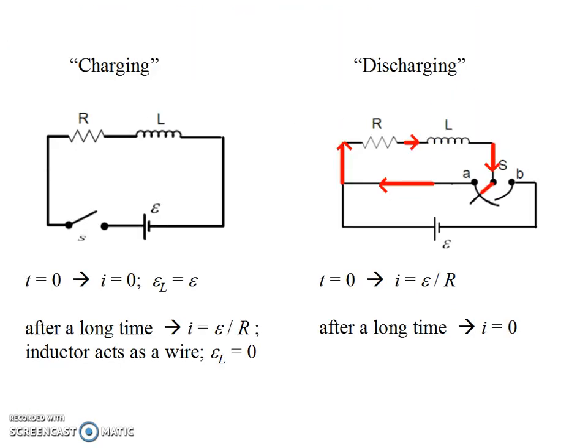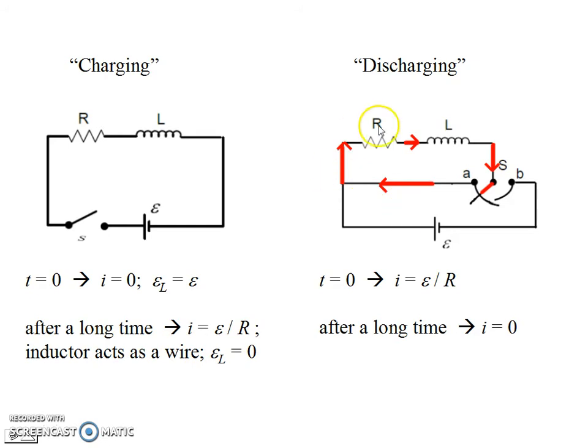All right, let's summarize the quote-unquote charging phase and the quote-unquote discharge phase. In this phase here, there's no current. We close the switch. Remember, the inductor resists the flow of current, so the initial current is 0. At that moment, the EMF across the inductor is the same as the EMF across the battery by Kirchhoff's loop rule. There's no voltage across R because there's no current. And then after a very long time, the current gets to its maximum value of EMF over R, as if this inductor is not even there. So the inductor actually acts as a wire with no voltage across it after a long time.